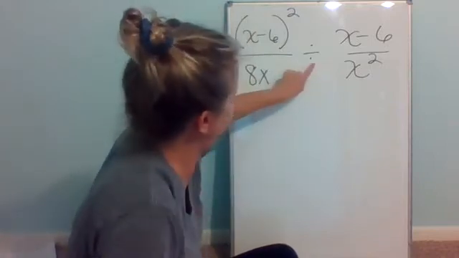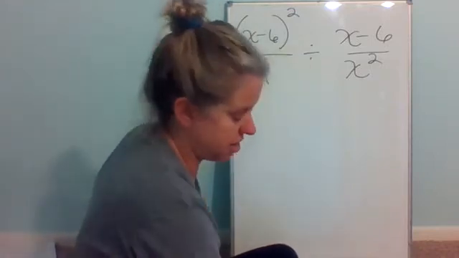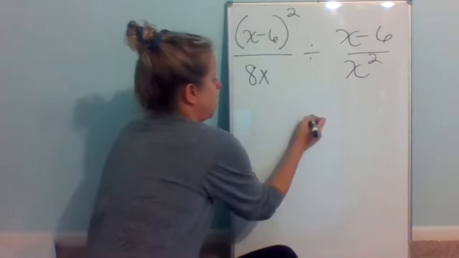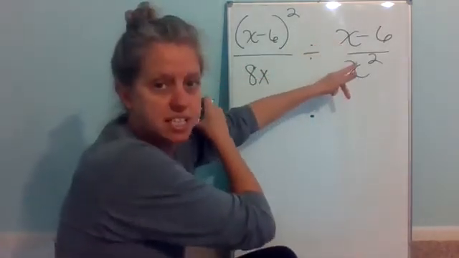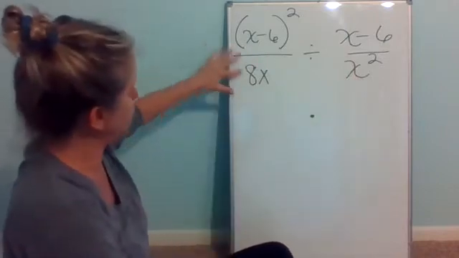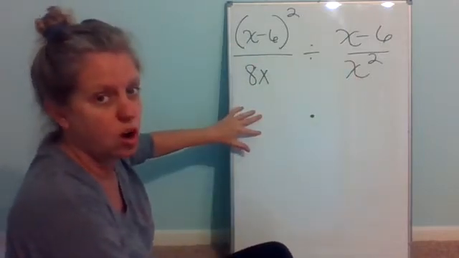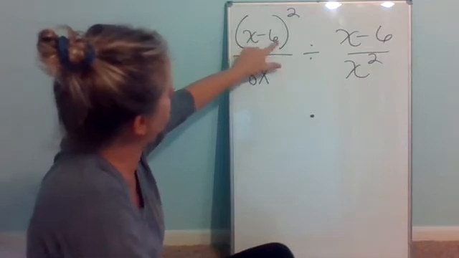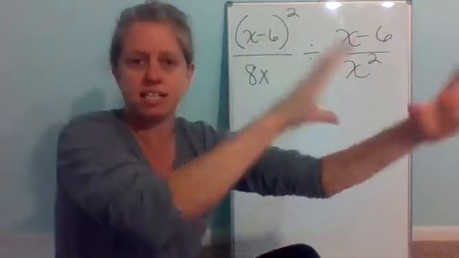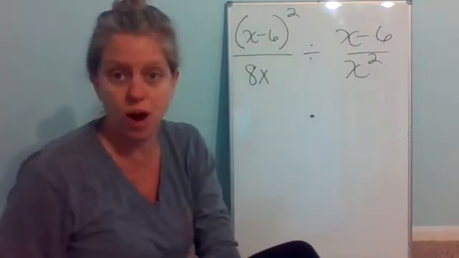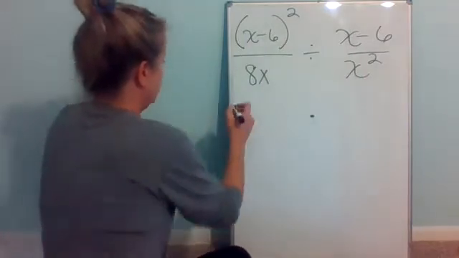So again, division tells me the first thing I need to do is turn that to multiplication and flip this. So when I rewrite this one down here, what can I do instead of writing x minus 6 squared? Can't I write x minus 6, x minus 6? Sure, why not? It's the same thing.